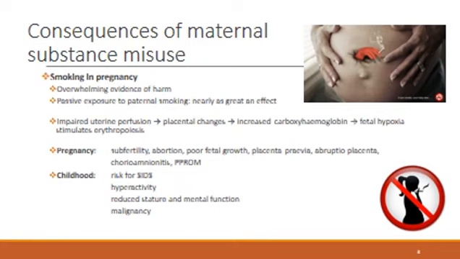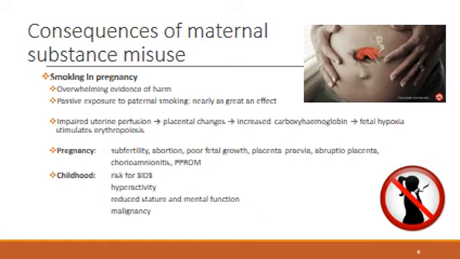Despite the overwhelming evidence of harm, many pregnant mothers are still smoking. It's estimated that up to 25% of pregnant women still smoke. Passive exposure to paternal smoking has nearly as great an effect on the developing fetus, which is quite a worrying finding. When a mother smokes, it impairs the uterine function, which can lead to placental changes, and in the end it increases the carboxyhemoglobin levels of a fetus, which implies that the fetus is hypoxic, and this will then stimulate erythropoiesis.